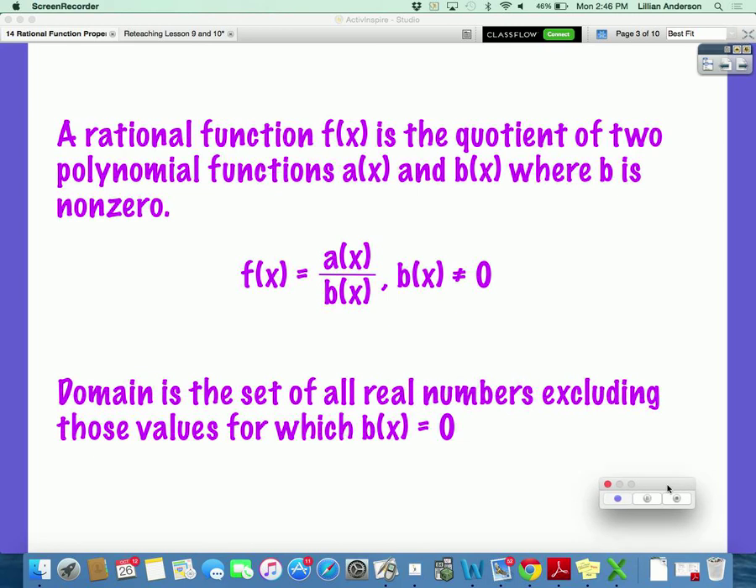Functions. A rational function f of x is the quotient of two polynomial functions, a of x and b of x, where b is non-zero. Okay, so a is a polynomial function and b is a polynomial function, and b cannot be zero. The domain is the set of all real numbers, excluding the values for which b of x equals zero. We dealt with this before. We cannot have zero in the denominator, so the domain is everything but the number that's going to make the denominator zero.